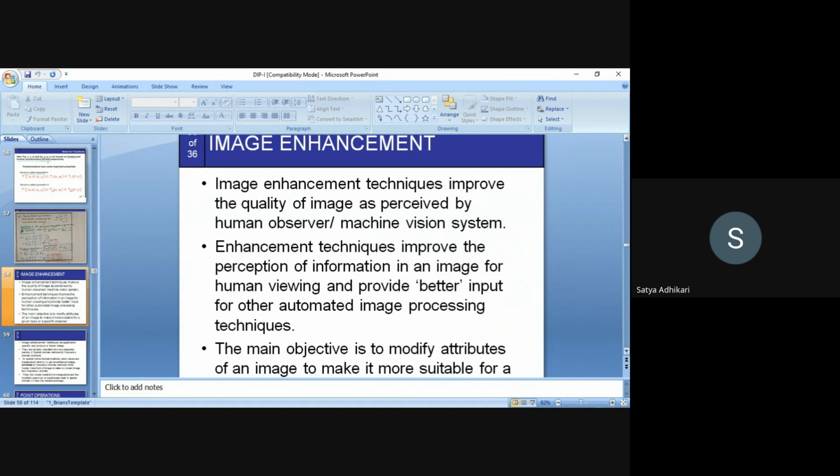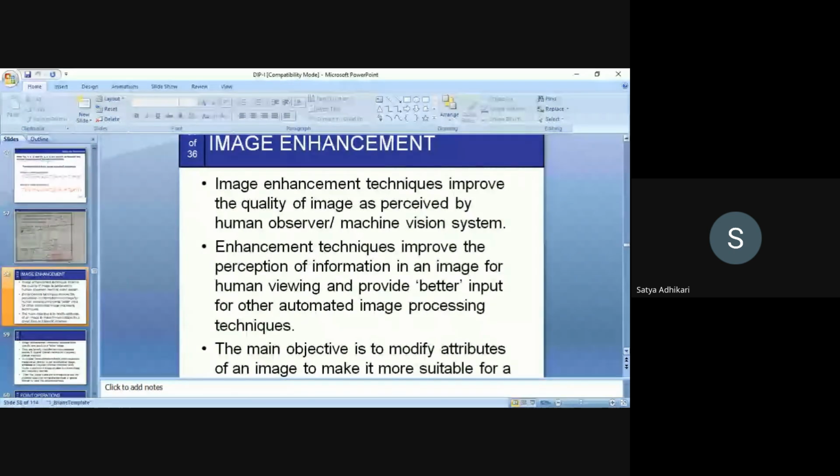That is, whatever the quality of the image, if you enhance its quality so that it is observed by a machine or human easily, that is known as image enhancement. It improves the perception of information in an image for human viewing and provides better input for other automated image processing techniques.